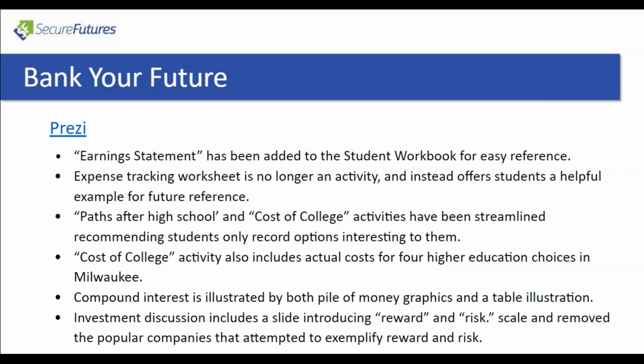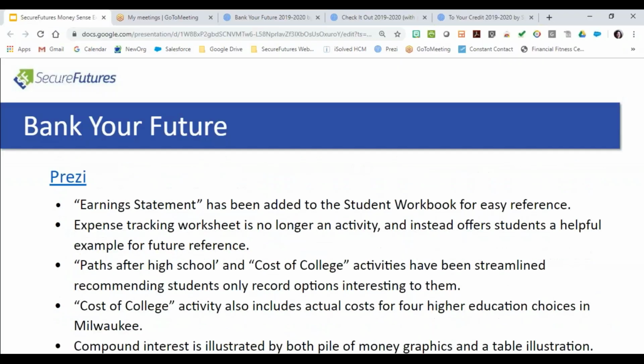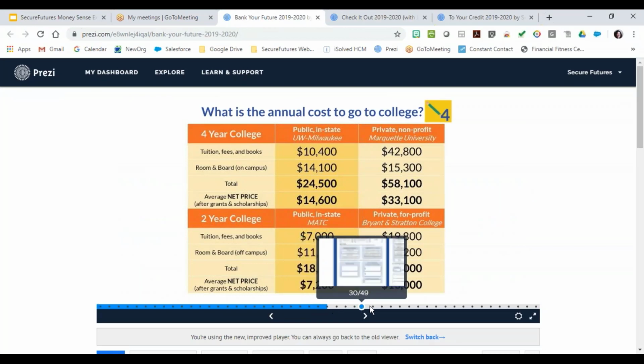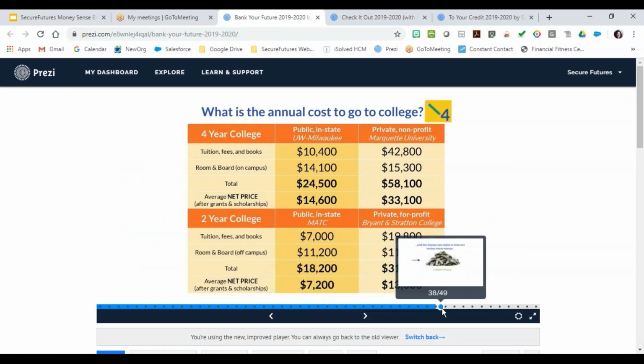The other thing that you may recall is that there was a slide with popular companies to invest in. That slide has been removed. The importance of that was to show that you're taking less risk when you are investing in popular companies. So instead, we wanted to reinforce the concept of reward and risk. And so we've got a wonderful slide with a scale on it that reinforces that in a better way than the companies did.